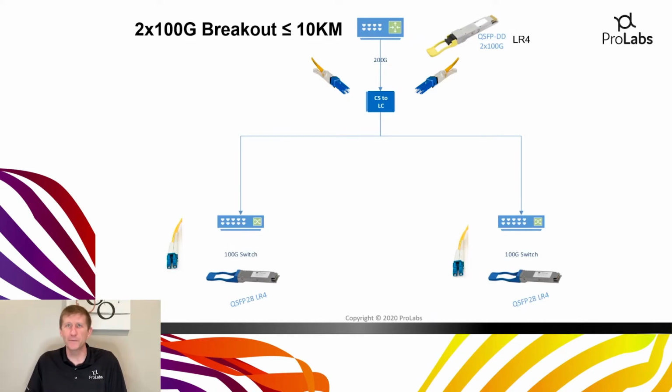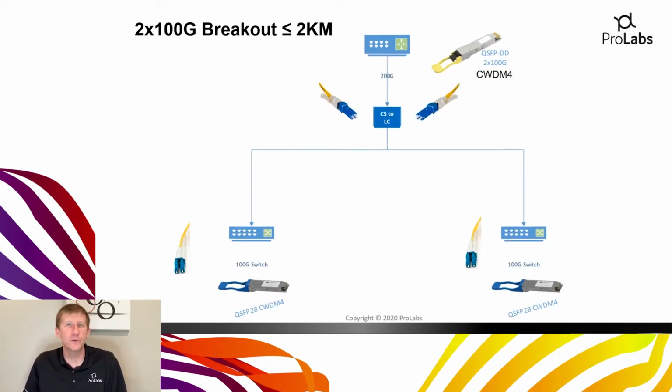Coming off of that QSFP 28DD transceiver, you'd have 2 duplex CS patch cables. On the other end, maybe an LC connector that you would connect to a patch panel or maybe even directly to another transceiver. On the other end, you'd have an LR4 type transceiver in this scenario, accepting it on an LC basis. So 1 QSFP 28DD transceiver on one end, 2 QSFP 28 LR4 transceivers on the other end. And if we go down to 2 kilometers with the CWDM4, it's the same exact deployment scenario.